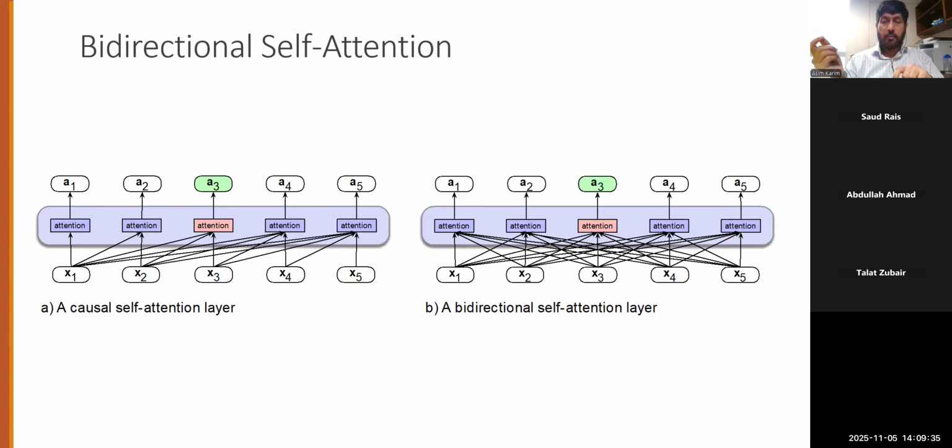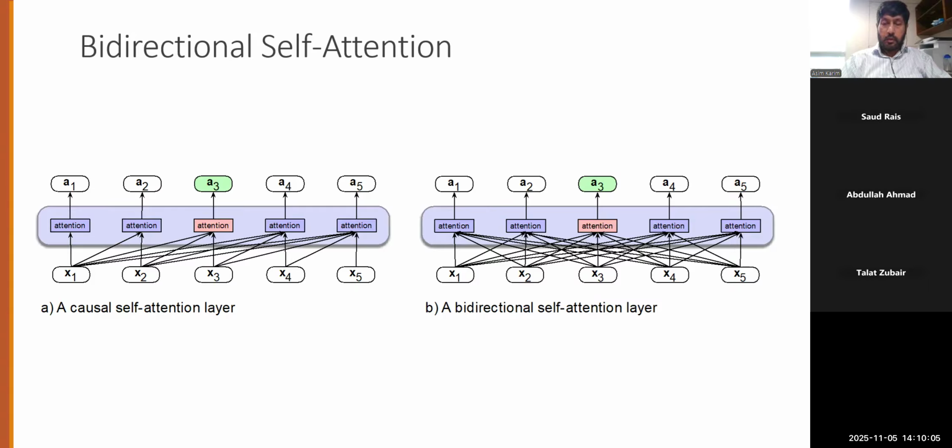While in the case of a bidirectional transformer, the h3, the output that appears corresponding to the input x3, would contain information for all the inputs x1, x2, x3, x4, and x5. In other words, the attention goes to the left-hand side as well as to the right-hand side, and of course to itself as well. So that is the key difference between the two.